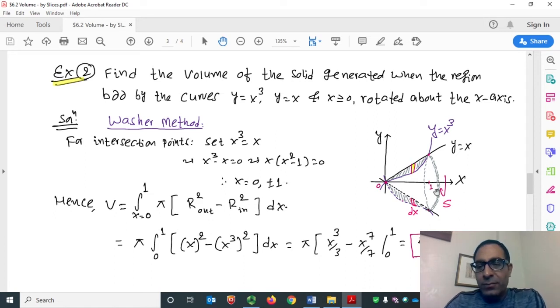First let's find the intersection points, because I need them for the definite integral. Solve x cubed equals x, putting the two y's equal, then bring this x to the left side: x cubed minus x equals 0. Factor x out: x times (x squared minus 1) equals 0. The product of two numbers equals 0 if either one is 0, so either x equals 0, or x squared minus 1 equals 0, so x equals plus or minus 1. So the intersection points are x equals 0, plus 1, and minus 1. But here we're not interested in minus 1.